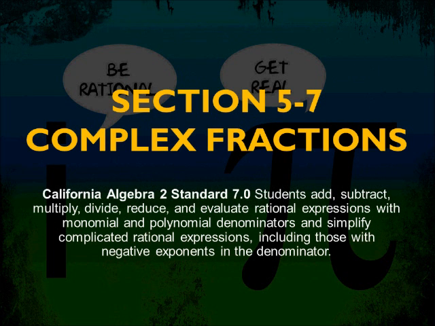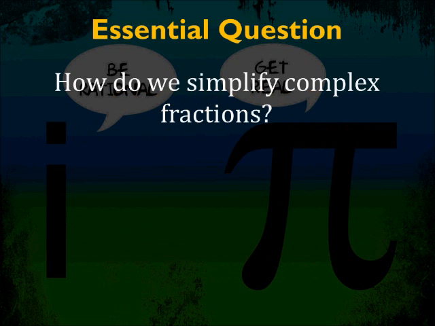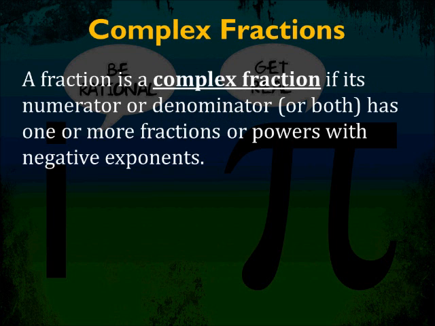Section 5.7 is complex fractions. And how are we going to simplify complex fractions? So, that was one of the methods. We're going to learn another one. A fraction is a complex fraction if its numerator or denominator or both has one or more fractions or powers with negative exponents. Remember, any power with a negative exponent is a fraction. For example, x to the negative 2 power is equal to 1 over x squared.